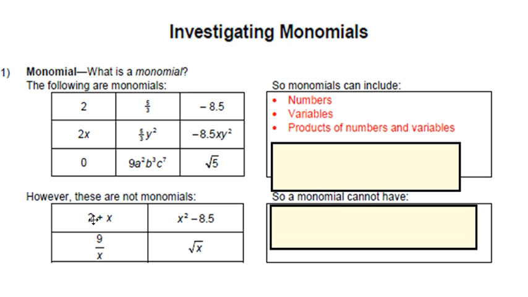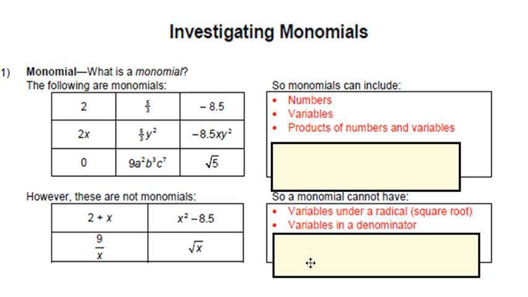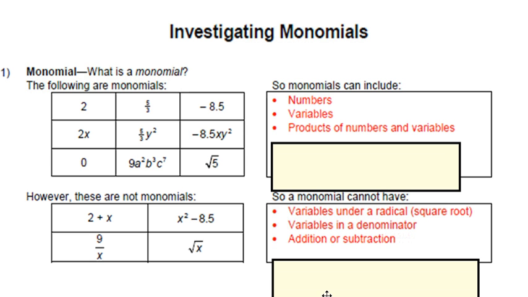Well, I notice here I have a number and a variable that are being added. Here I have a variable in the denominator. Here I have a variable underneath the radical. So those represent things that are not monomials. So variables underneath radicals, variables in the denominator, and addition and subtraction.